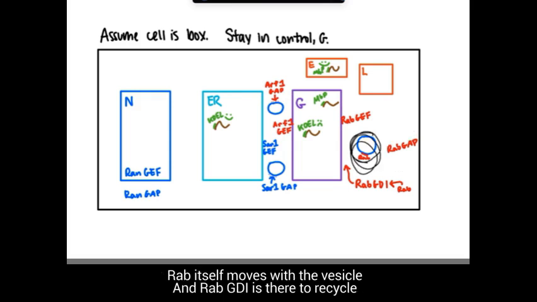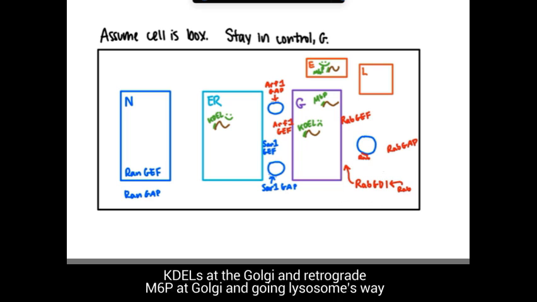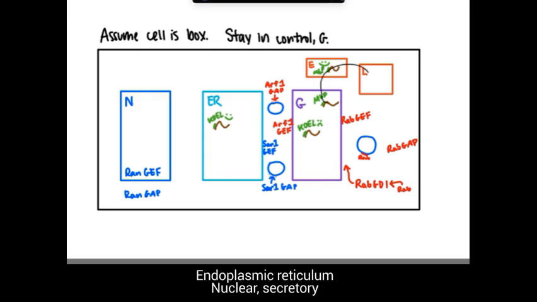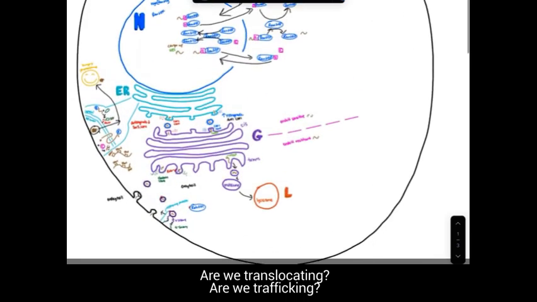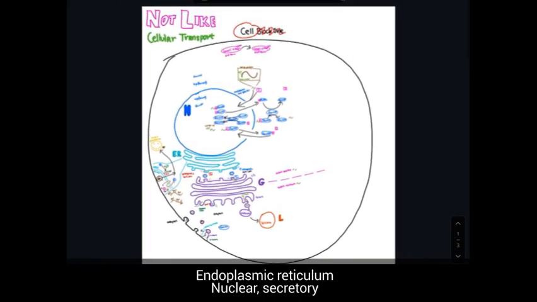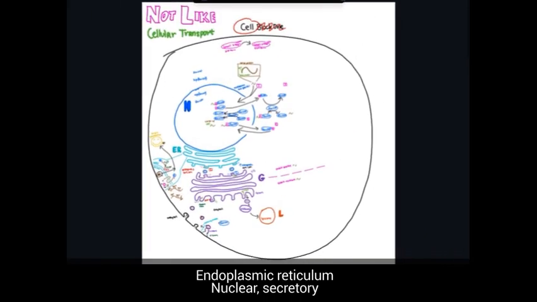Rab itself moves with the vesicle, and Rab GDI is there to recycle. KDEL is at the Golgi and retrograde. M6P goes to the Golgi and goes the lysosome way. Endoplasmic reticulum. Nuclear. Secretory. Are we translocating? Are we trafficking? Endoplasmic reticulum. Nuclear. Secretory.